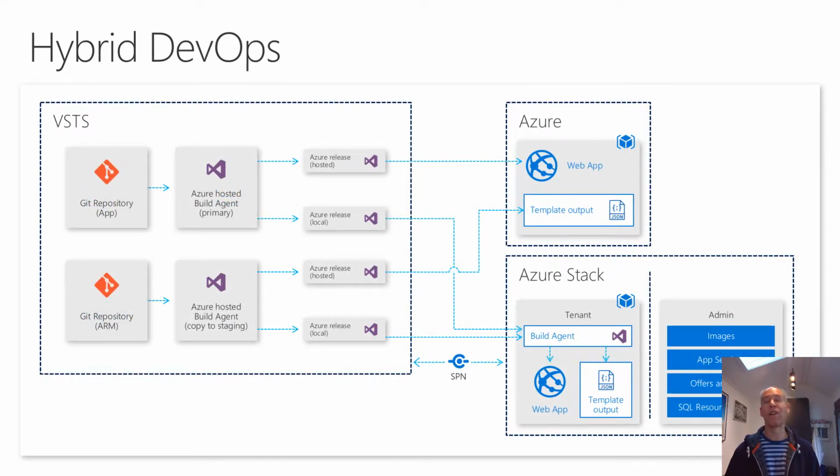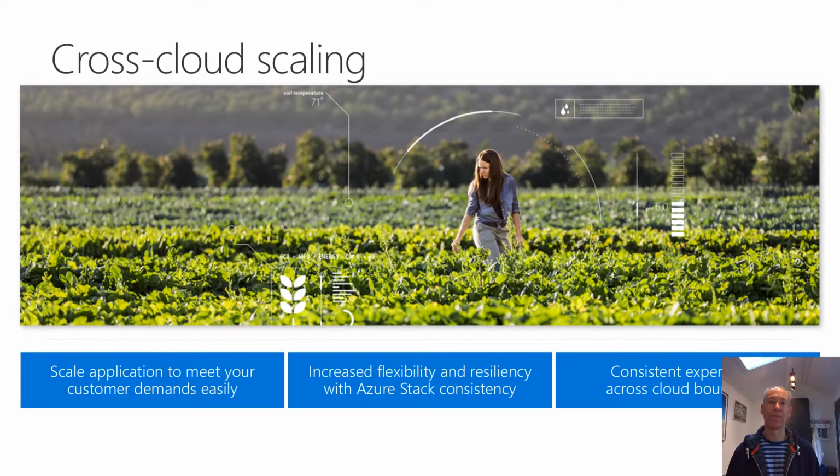Here's a more complicated diagram showing that, but it's basically what I described. The Visual Studio developer has a Git repository, and his releases go to build agents on Azure Stack to deploy the solution and to a template on the Azure. The next pattern is called cross-cloud scaling. So this is exactly what it says.